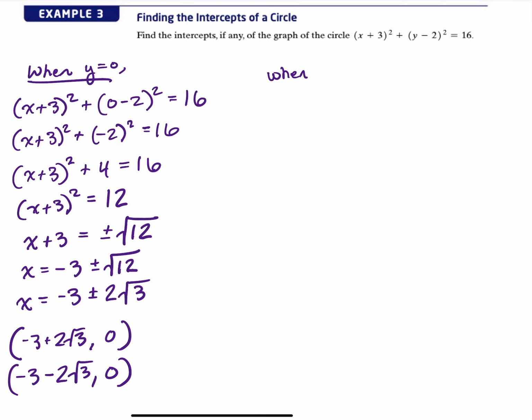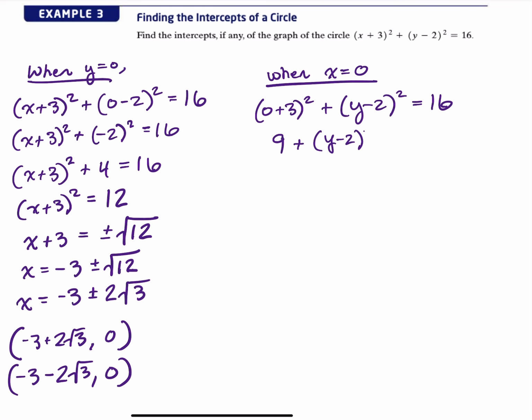So we just need to plug in 0 for x. I can say when x equals 0, I got 0 plus 3 squared plus y minus 2 squared equals 16. So now let's just solve for y. 0 plus 3 is 3. 3 squared is 9. So 9 plus y minus 2 squared equals 16. I'll subtract the 9 over. 16 minus 9 is 7.